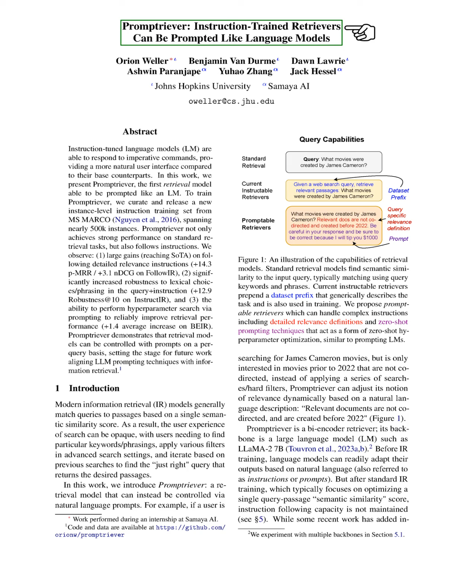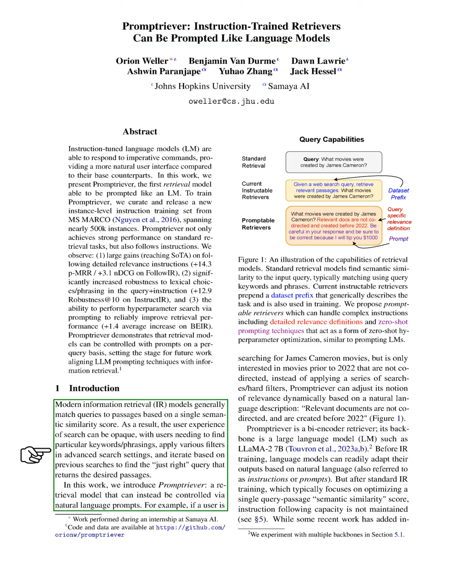Section: Introduction. In this section, we discuss modern information retrieval (IR) models, which typically match queries to passages using a single similarity score. This approach can make searching frustrating for users, as they often need to find specific keywords, apply various filters, and refine their searches to get the results they want.